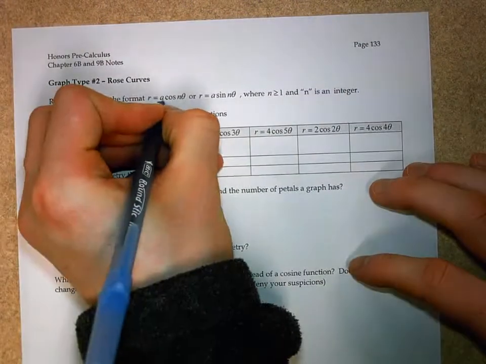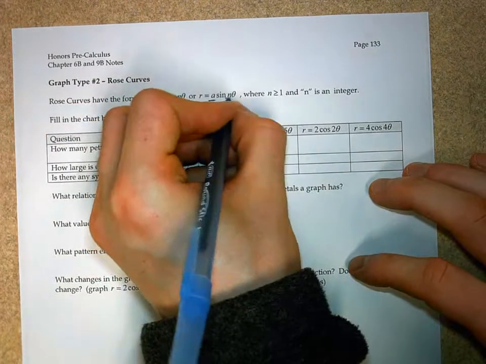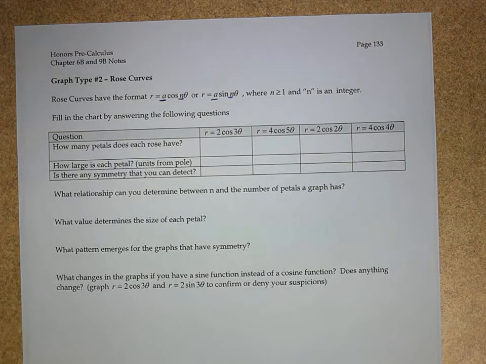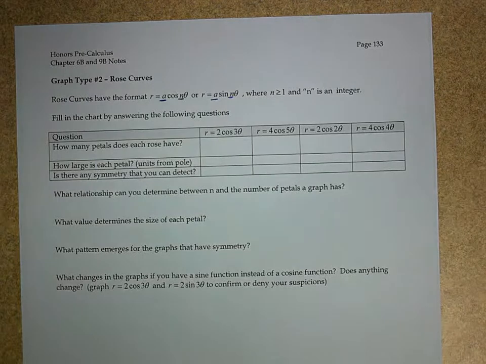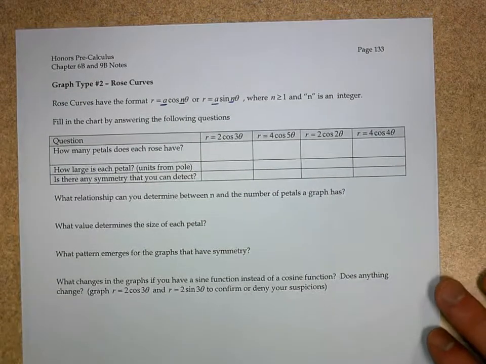So we've got the a being multiplied by cosine and then n being multiplied by the angle measurement. So we end up with multiple angles. So n are going to be integers, and we're going to be greater than or equal to 1. So the first thing we want to do is plug a couple of these into our calculator and see what we have.